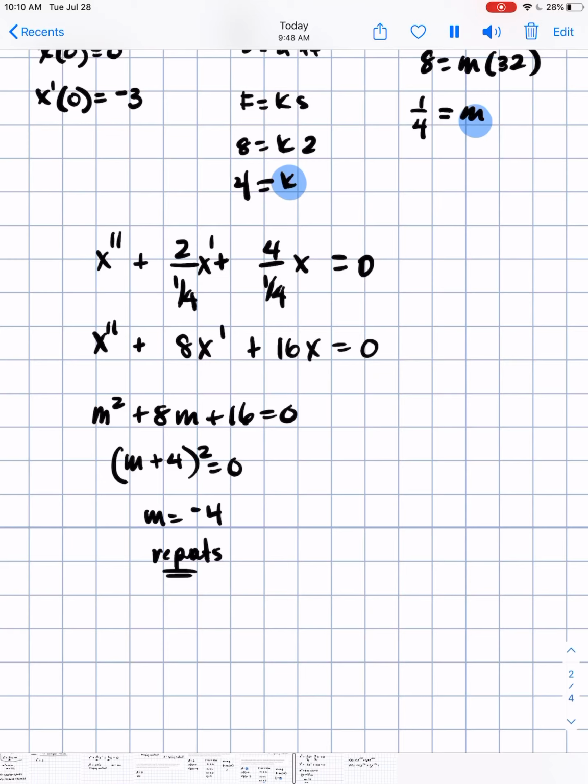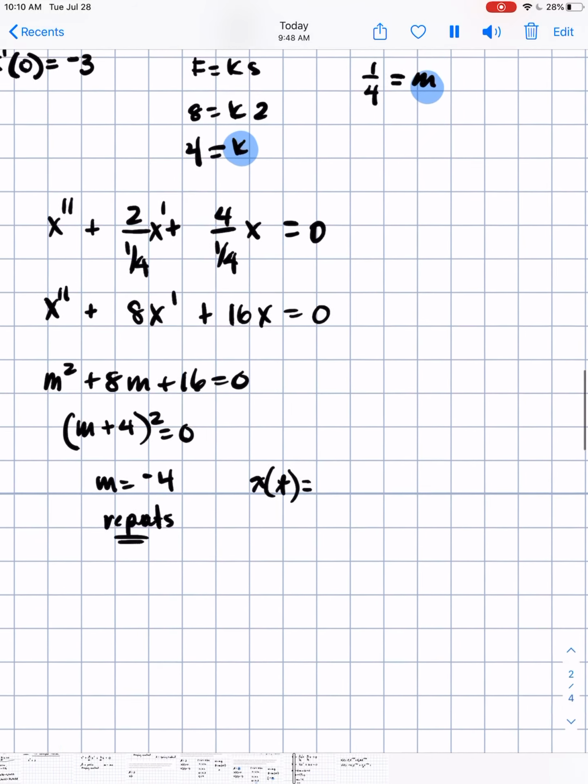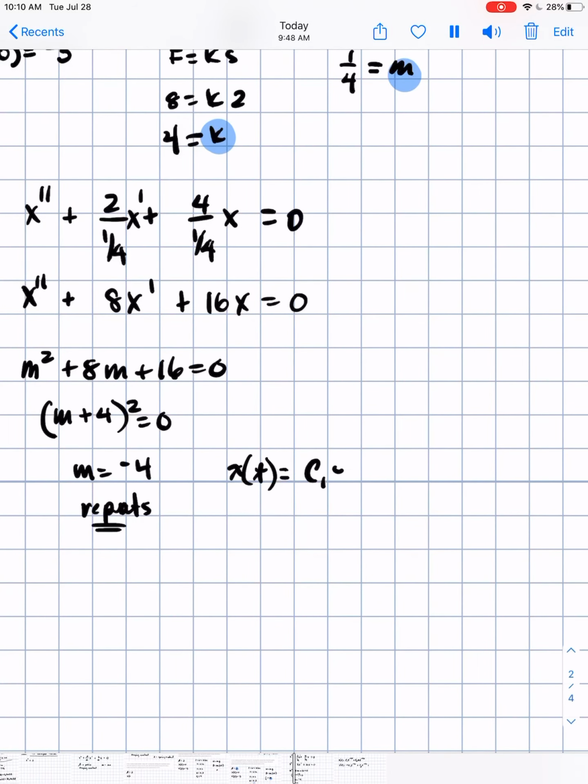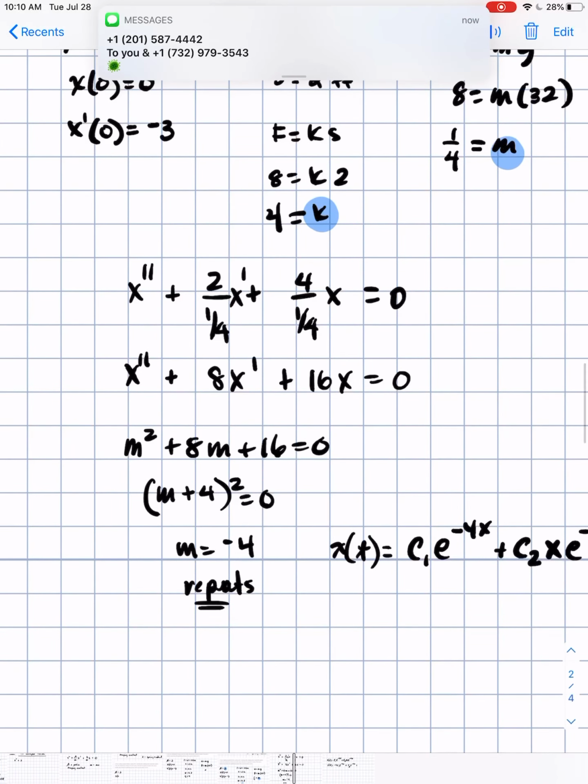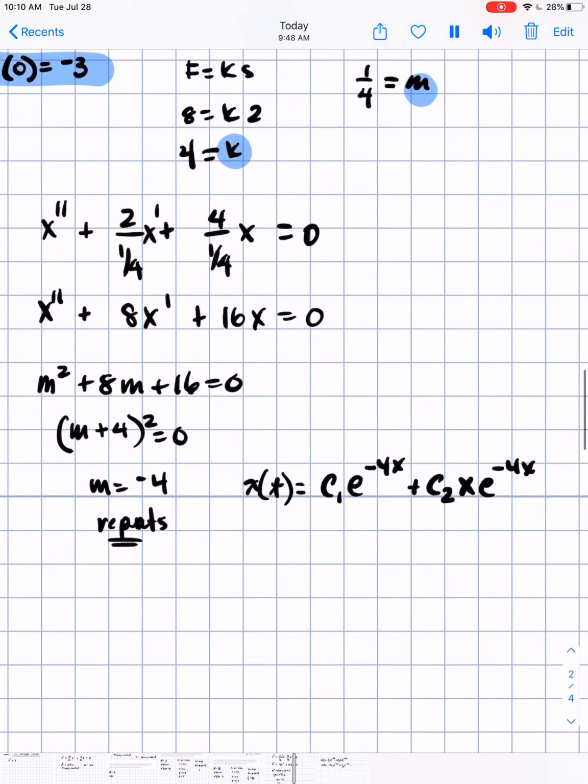Okay, so you're going to get an equation that looks like x of t equals c1 e to the -4t plus c2, remember it repeats, so you add a t, e to the -4t. So that's what we have here. Now going to our initial values, we have initial values of where it starts at equilibrium and its velocity was going up at -3.